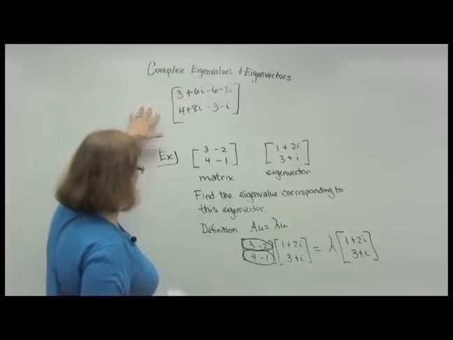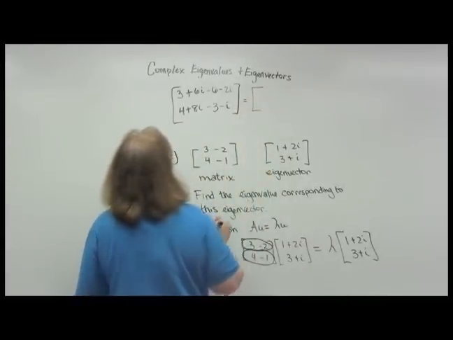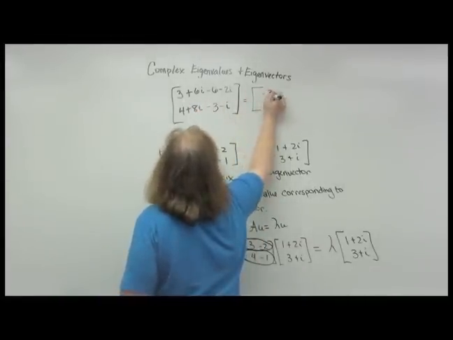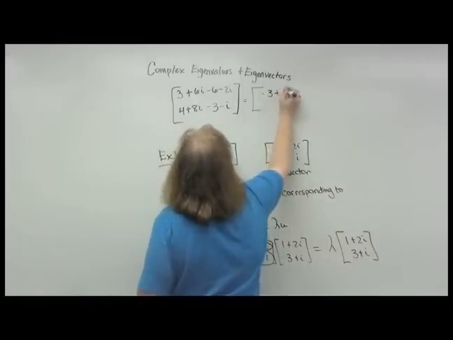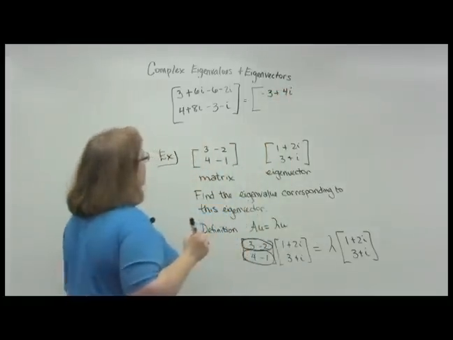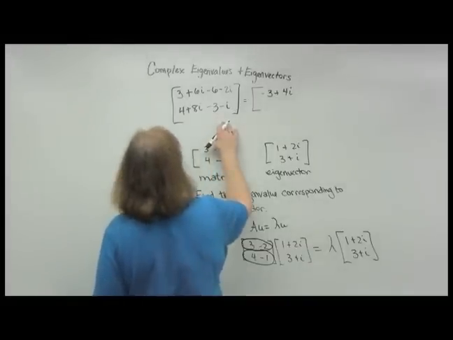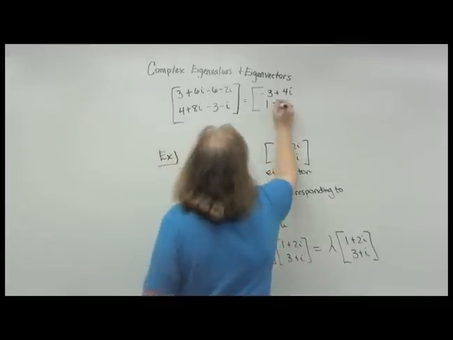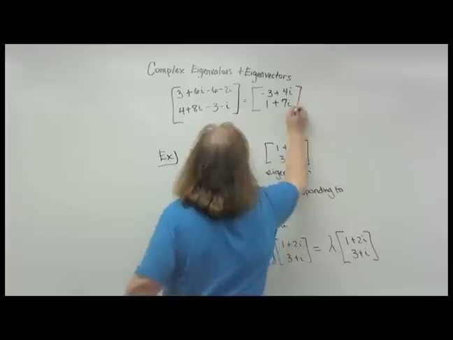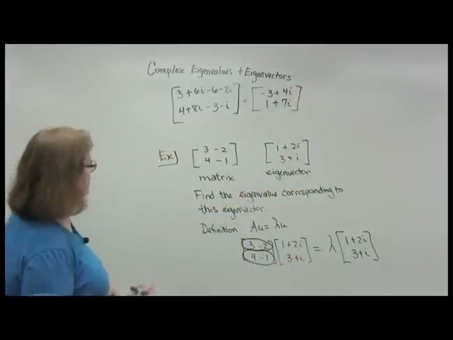Just double checking myself here. And that is, simplifying, 3 minus 6 is -3. 6 minus 2 is 4, so I get 4i. So -3 plus 4i. And in the bottom, I have 1 plus 7i. Okay, so that was the left side.